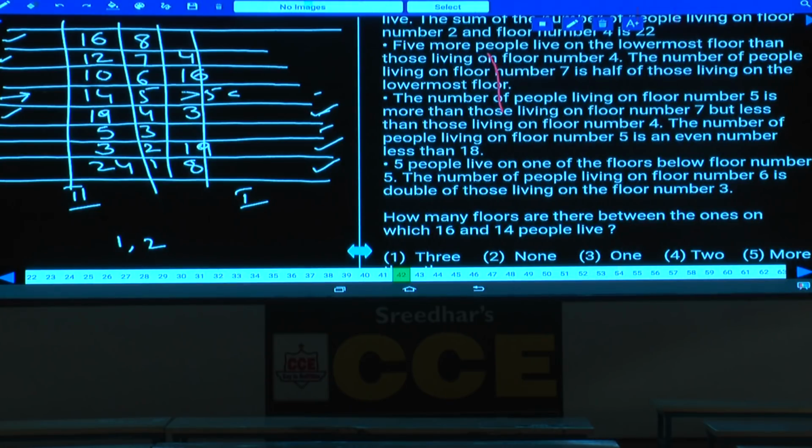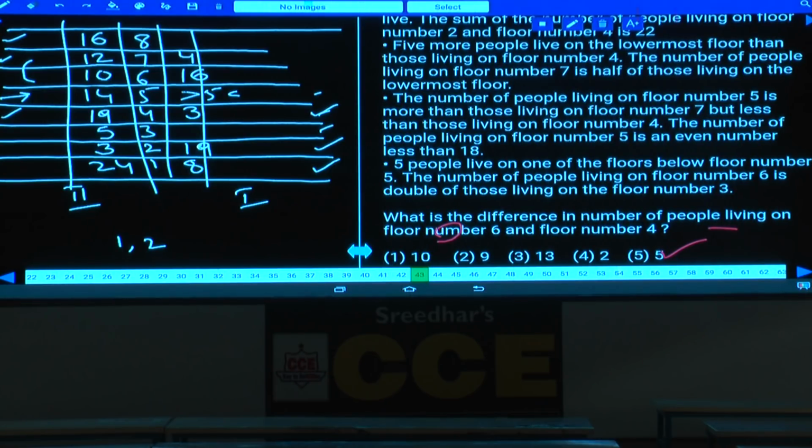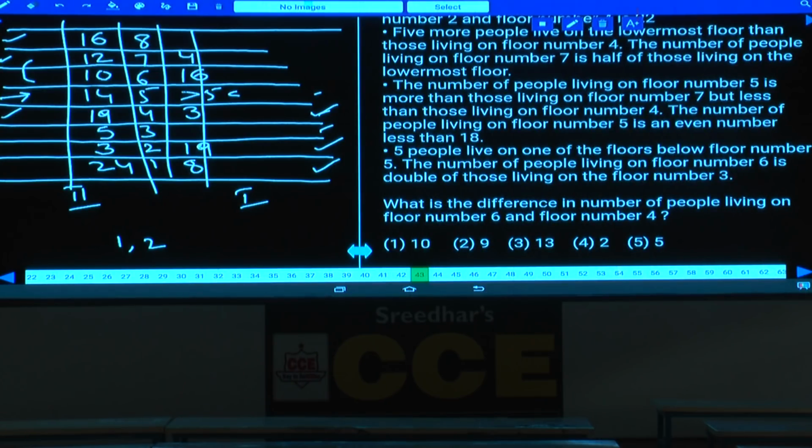Then how many floors are there between the ones on which 16 and 14 people live? Now 16 and 14, how many floors are there? There are 2 floors between 16 and 14, that is 6 and 7. 2 floors, that is choice 4. Then question number 43. What is the difference between the number of people living on floor number 6 and floor number 4? Floor number 4 has 19 and floor number 6 has 10, and 19 minus 10 is how much? 9, that is choice 2. And this is about question number 43.